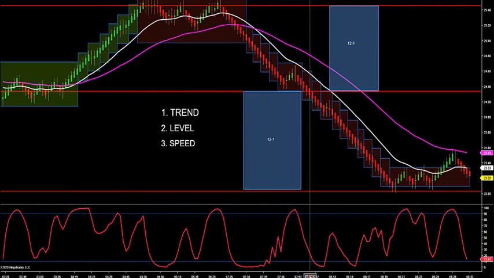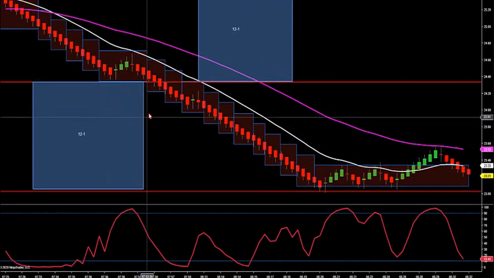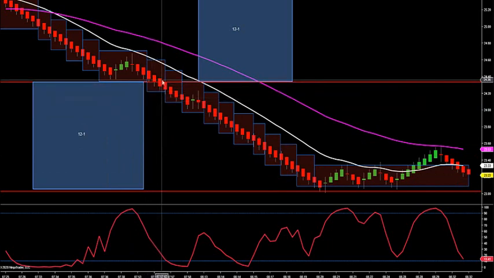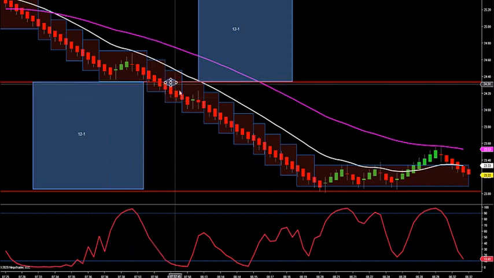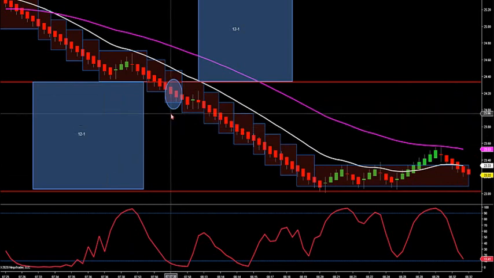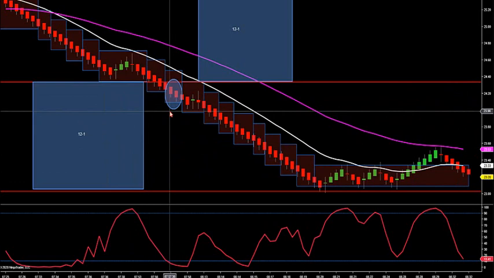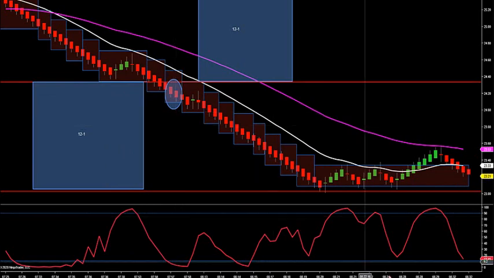Let me go over that again. So I'm coming through this level to try to get a 12-to-1 reward to risk ratio potential. I want to see two or less candle close inside of a trend box. That's two candles, one, two. I don't consider the ones that straddle the line a candle. That's a straddle. I want to see it all by itself, a two candle speed close.